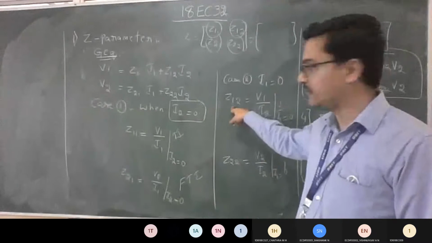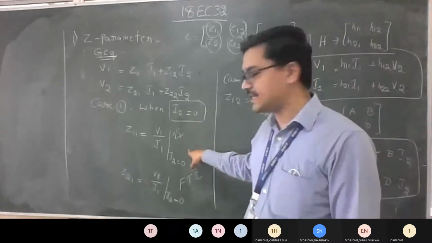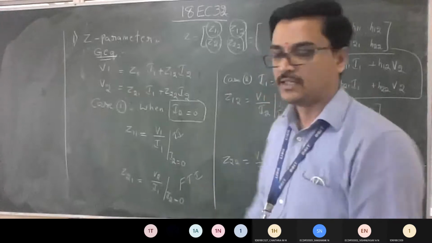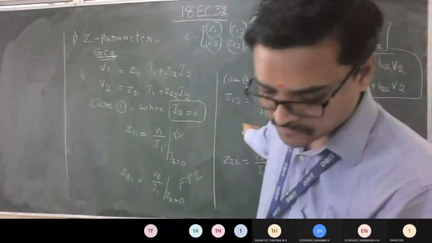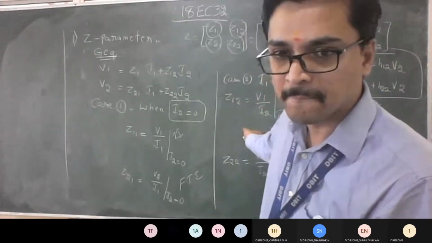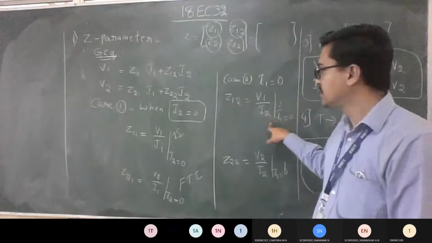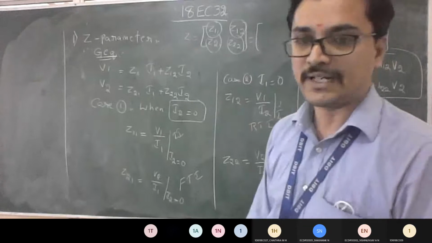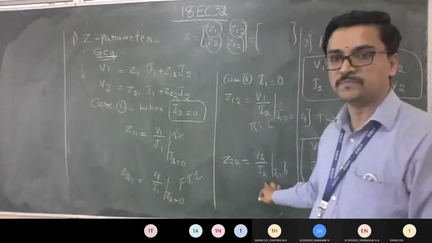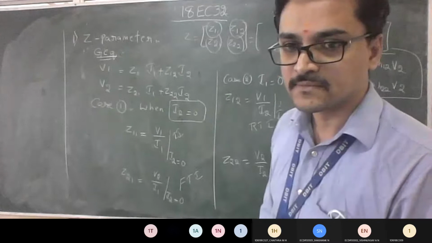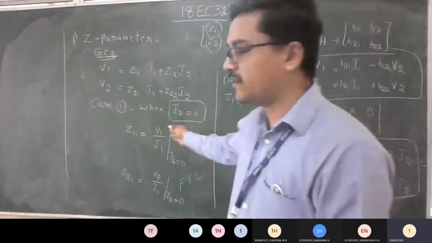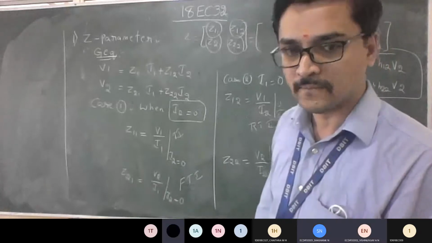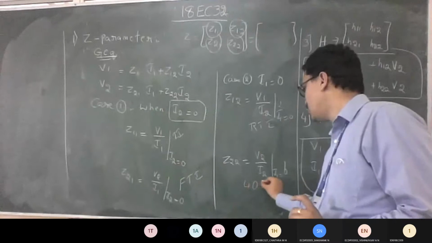Now look here. We have designated some names: Z11 is called input impedance, Z21 is called forward, since from V1 to V2 it went forward. What about this one, is it called reverse? Yes, sir. V1 by I2 is called reverse transfer impedance. And what about V2 by I2? When you call V1 by I1 the input impedance, what is V2 by I2? Output impedance. Good, that's it. This is called output impedance.